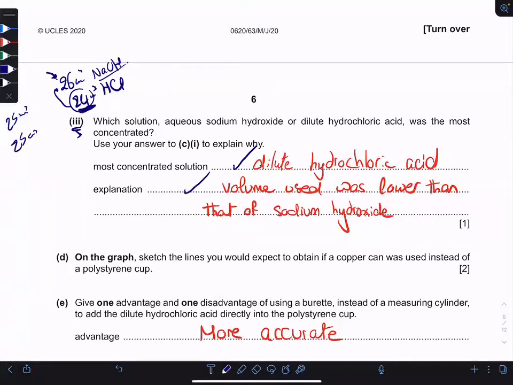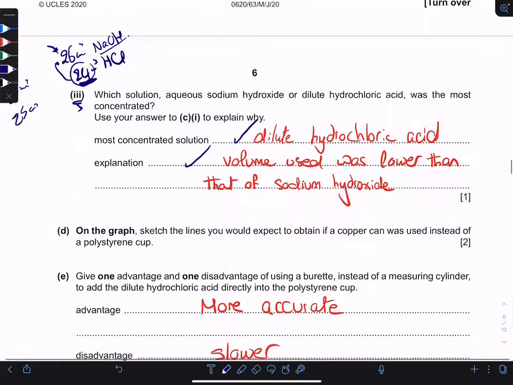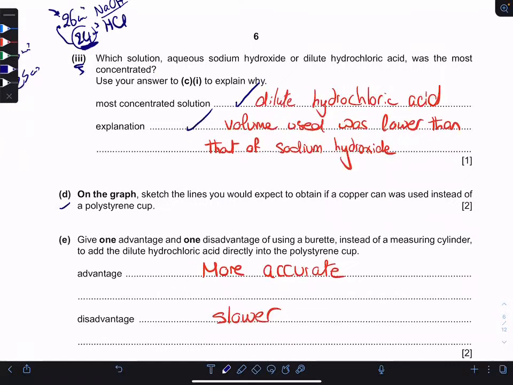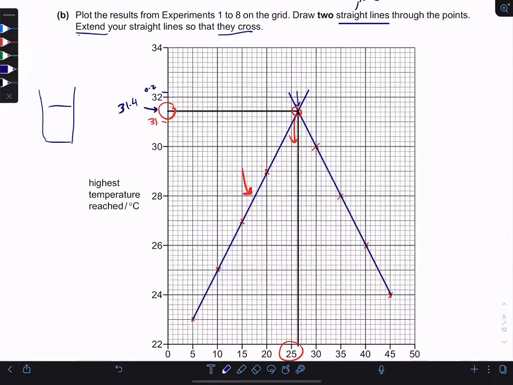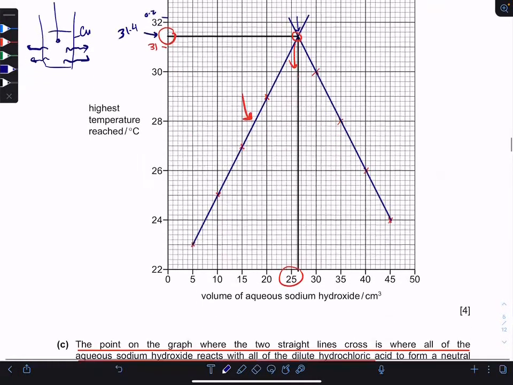Okay, question D. On the graph, sketch the lines you would expect to obtain if a copper can was used instead of a polystyrene cup. Copper can. Take care. This is again a tricky question. Copper can means that copper is a good heat conductor, so heat will be lost to the surroundings. Okay, so while measuring, the temperature changes should be lower.